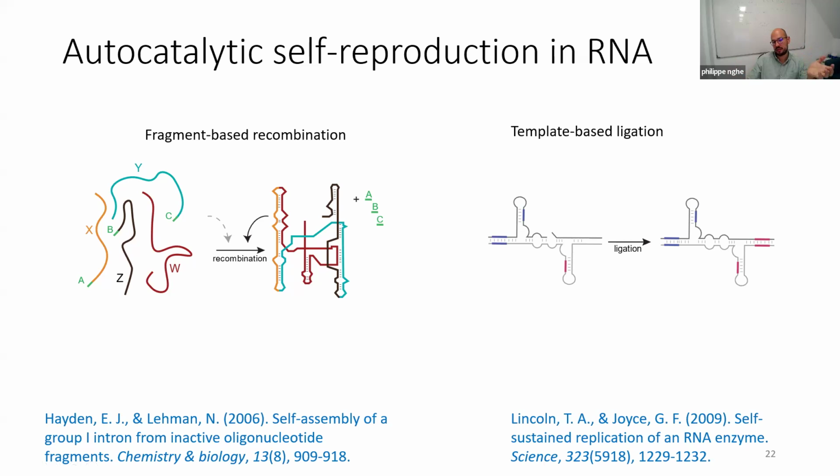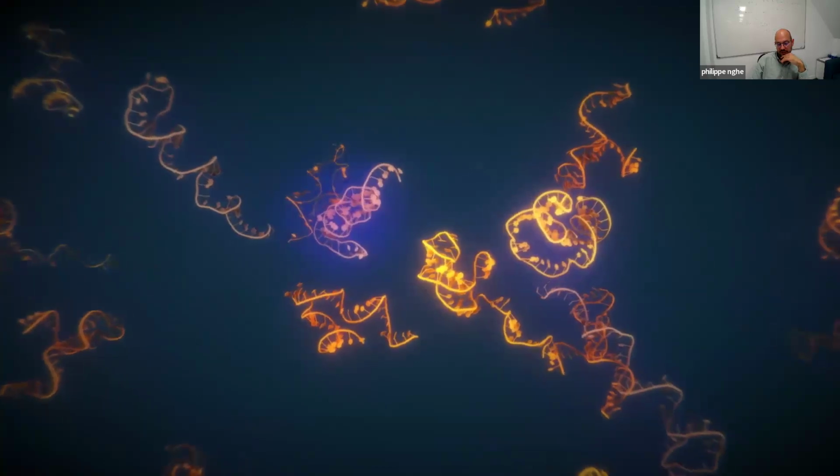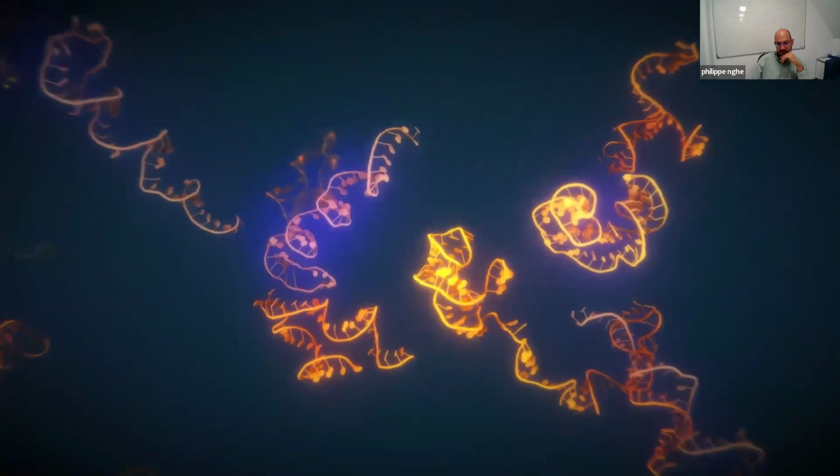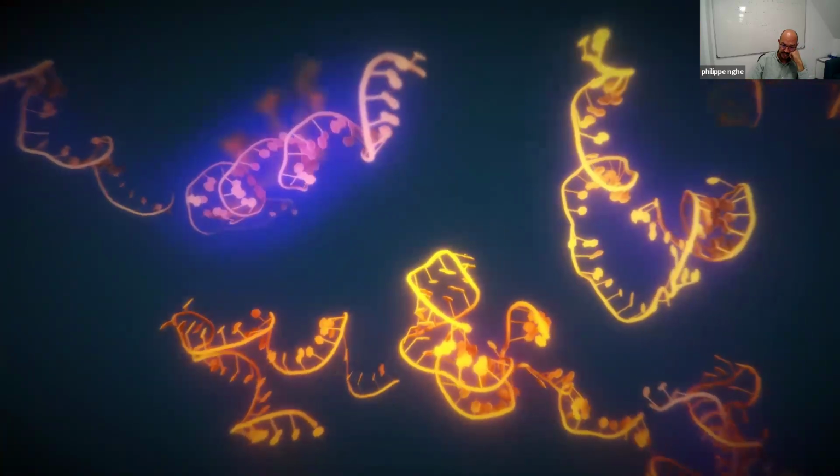But none of them is a polymerase. So it's not very straightforward to imagine. We have to imagine how such an object could evolve. So it's easier to see on a video. It's a video of the system of the Lehman group that was before on the left side.